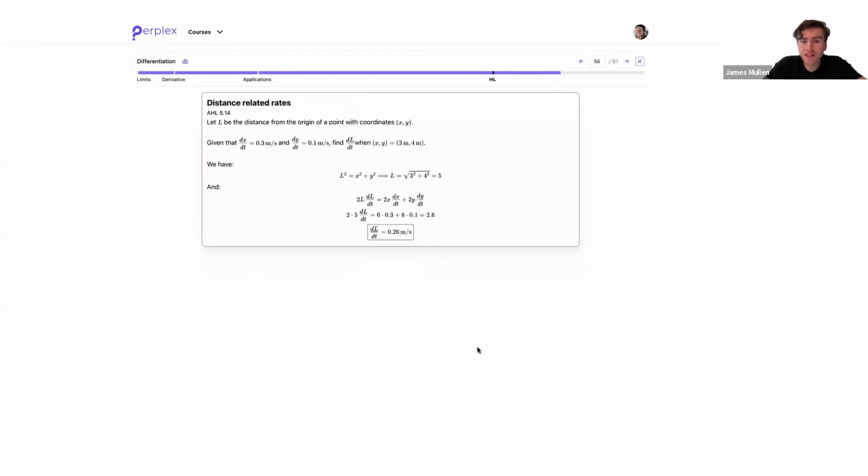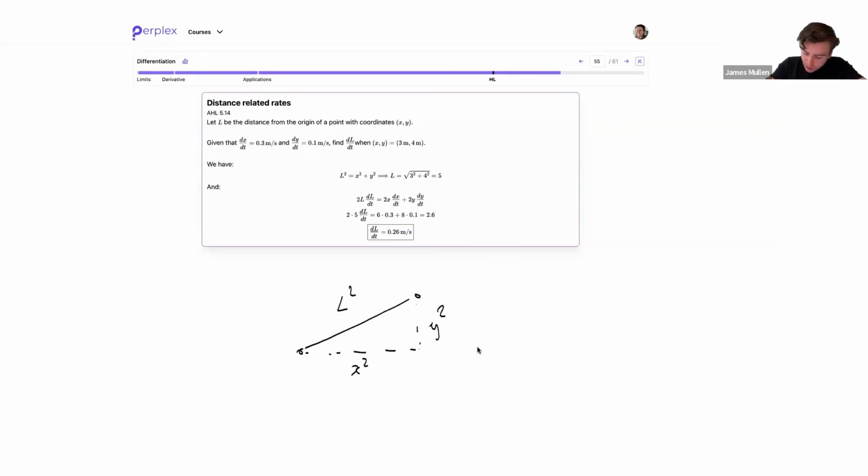Another kind of related rates is the distance between 2 points. If I have 2 points, I can say the distance between them is the x distance squared plus the y distance squared. So I can say that L squared is equal to x squared plus y squared. I take the derivative, and I find that 2L times dL/dt is equal to 2x dx/dt plus 2y dy/dt. And if I'm told that dx/dt is equal to 0.3 and dy/dt is equal to 0.1, and I'm told that (x, y) is (3 meters, 4 meters), I can plug everything in.